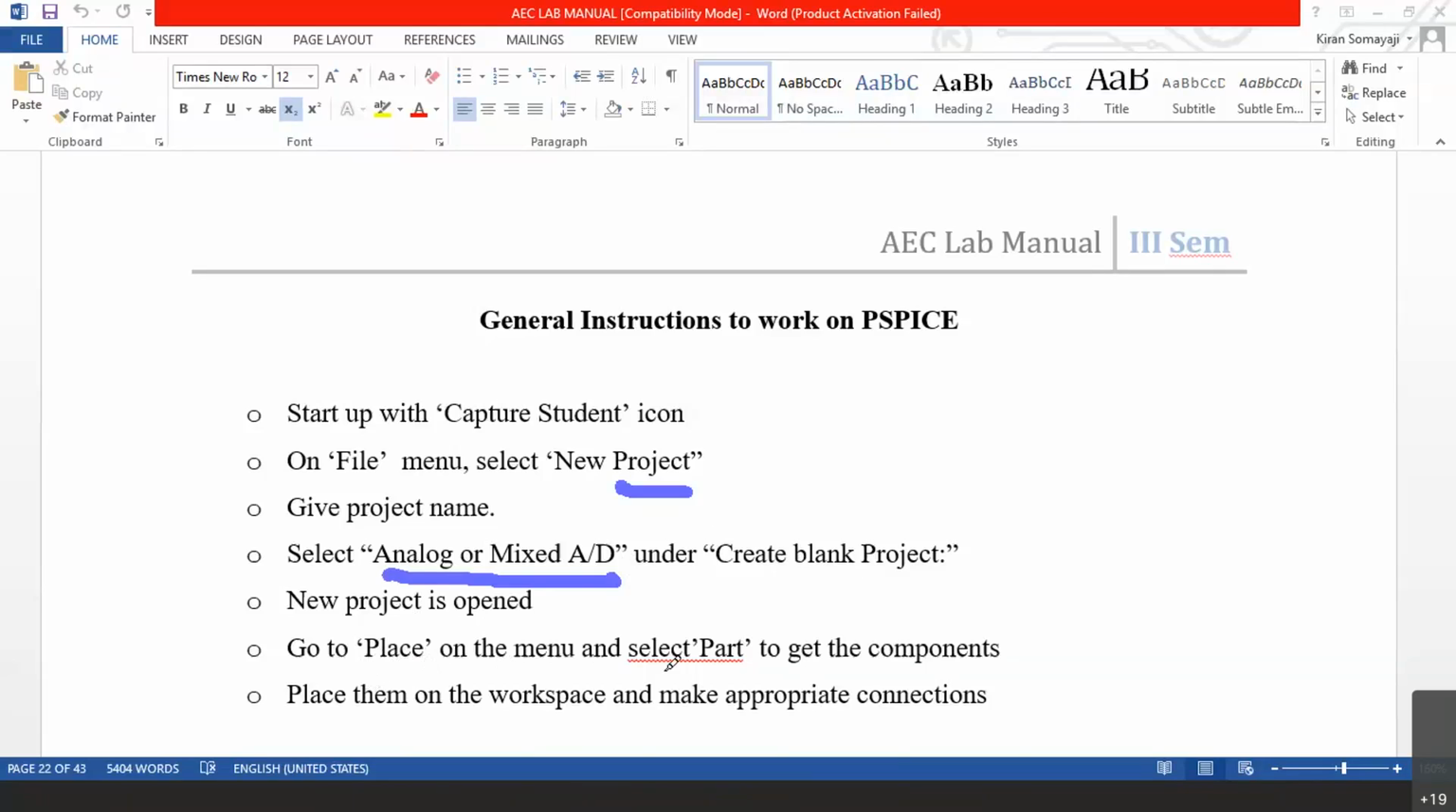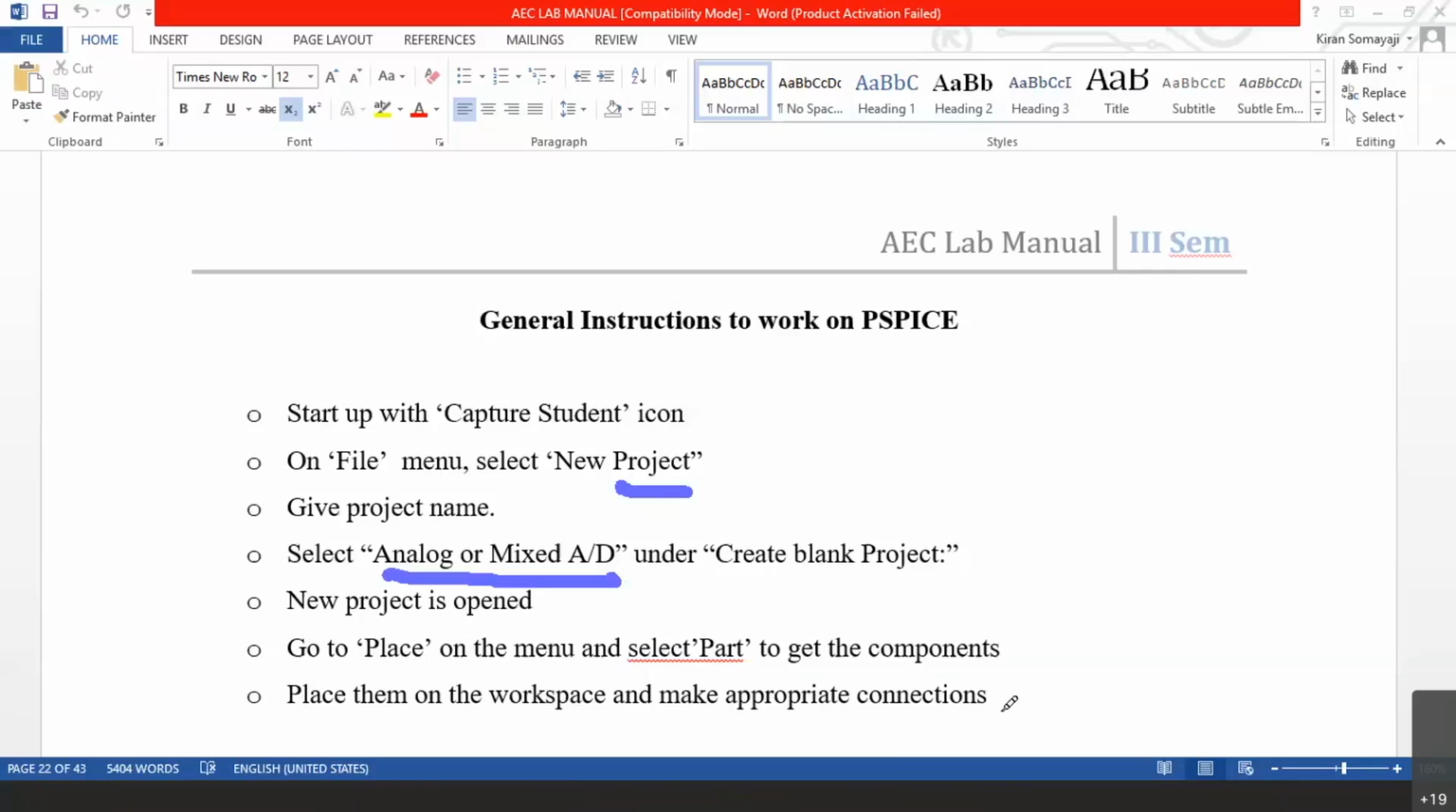Go to the place menu and select part to get the components. Once you select part, the software will show you the components that are available. BJT is available, NPN and PNP are available, resistors, capacitors. In capacitors again, ceramic, electrolytic, they are all available. Now you can simply pick that part and place it on the workspace. Once you open this software, you will have a blank screen. That blank screen itself is the workspace. There you can place all these components one by one.